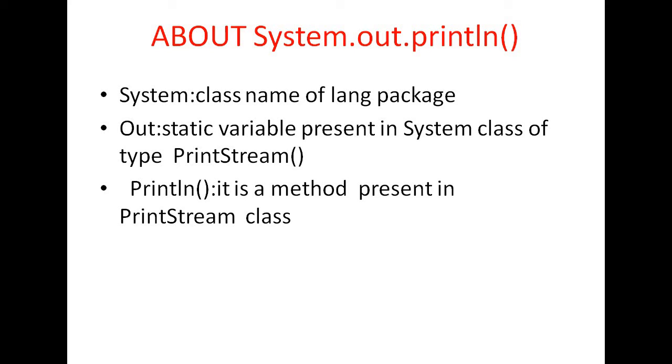System.out.println is generally used to print some text on the screen. System is a class. Out is a static variable. Println is a method. System is a class present in the lang package. Out is a static variable present in the System class. And println is a method present in the PrintStream class.